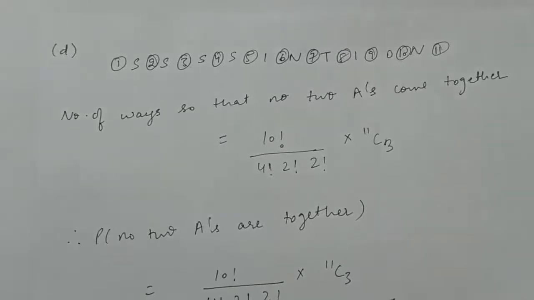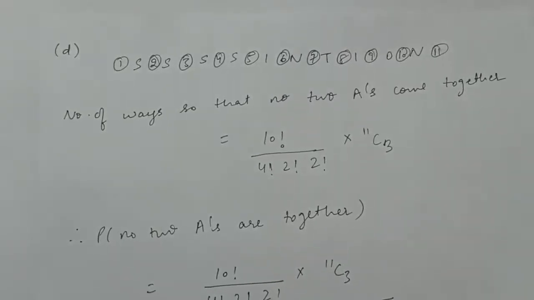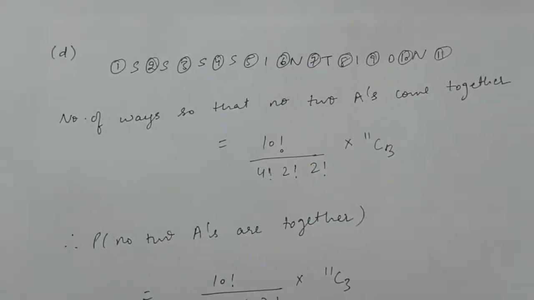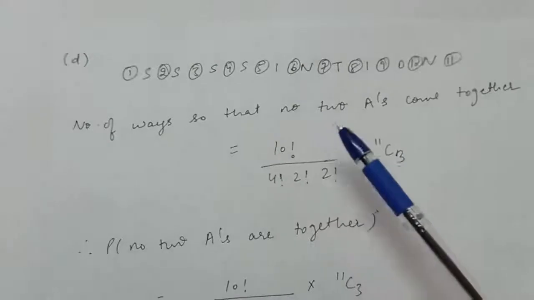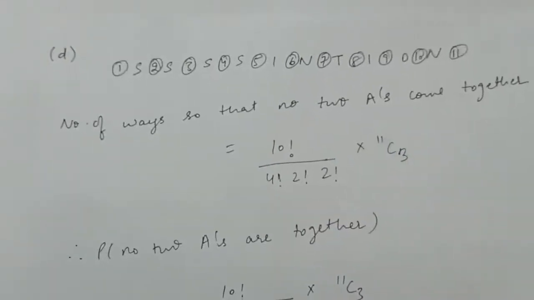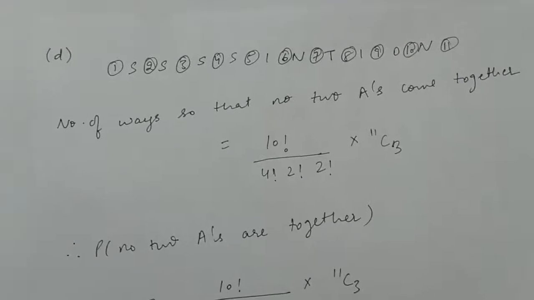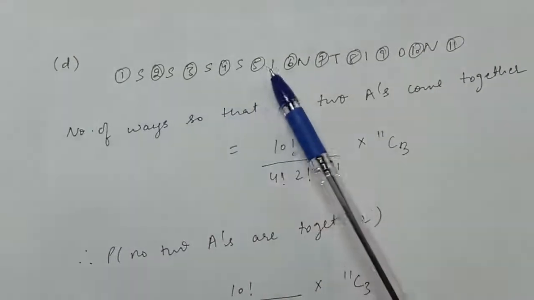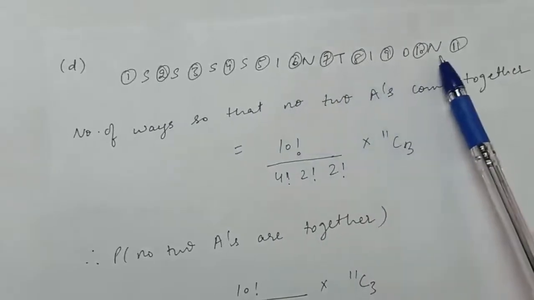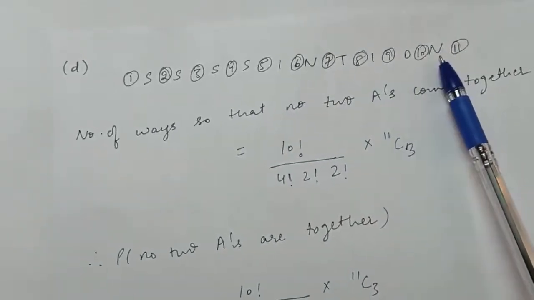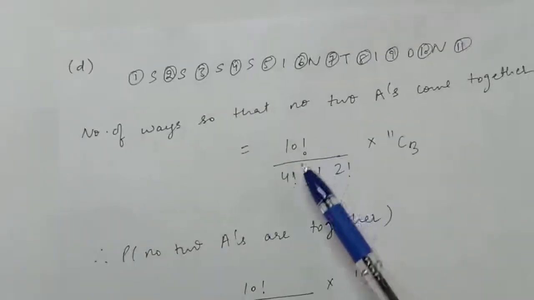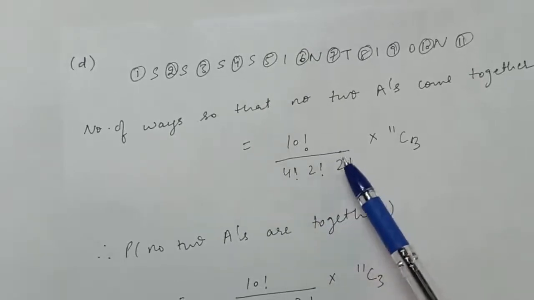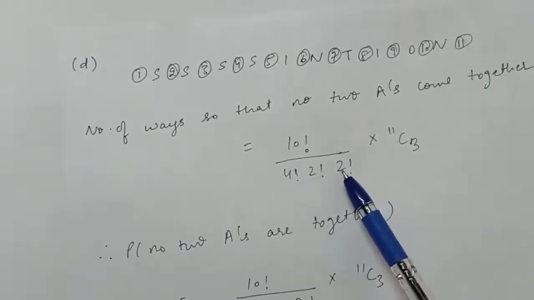See, in part C, they have said that all A's should not come together. That is, 2 A's can come together. But in this case, they have asked that no 2 A's come together. So for this, first of all, write down all the other letters except A. All the other letters are 4 S's, then I, N, T, I, O, N, right? These are in total 10 letters which can be arranged in 10 factorial divided by these. S is repeating 4 times, I is repeating 2 times, and N is repeating 2 times.